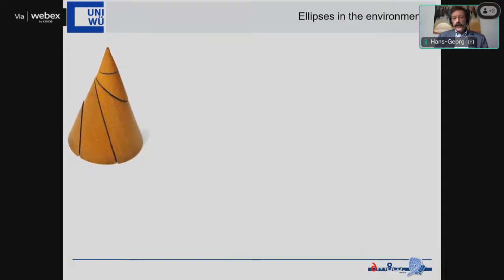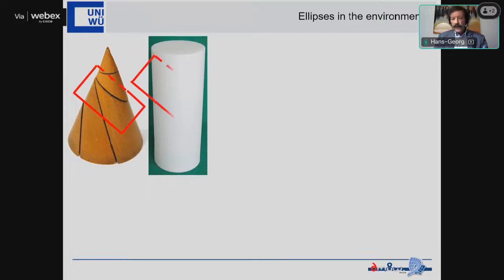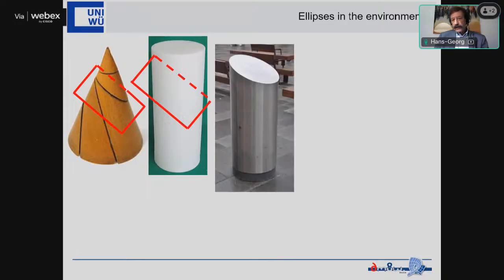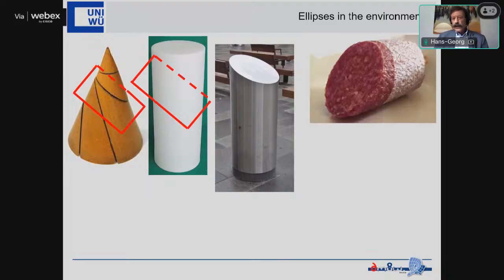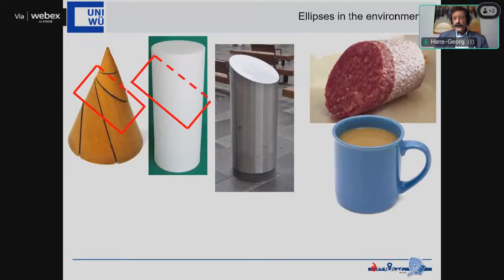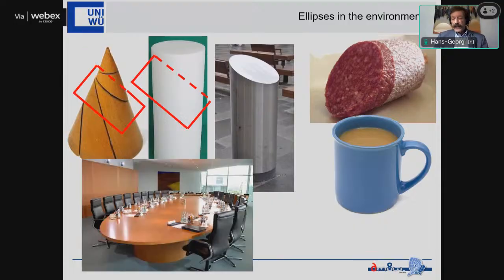And if you cut these cones, you have different possibilities. If you do it this way, you will get the same. If you cut a cylinder, you get, you see it here, an ellipse, and this ellipse you get here with a sausage, and you get it if you look at a special angle to a coffee or a teacup.